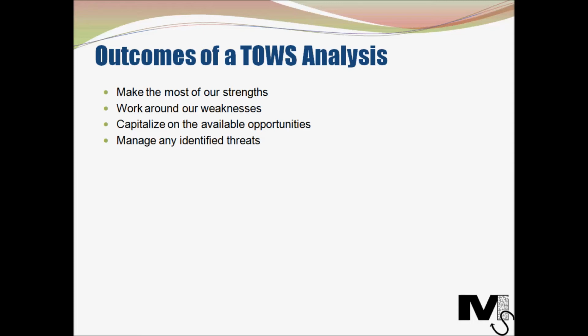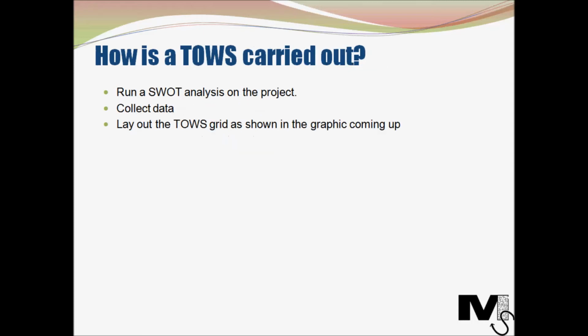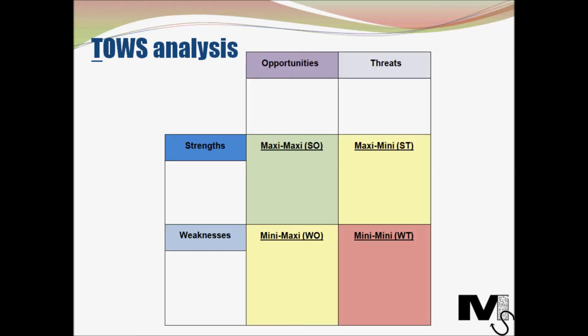Okay, now how is a TOWS actually carried out? As we understand, we have to run a SWOT analysis on the project first, and once that is done, we lay out the TOWS grid as shown in the graphic, using the strengths, weaknesses, opportunities, and threats that have been identified from the SWOT. Essentially, the factors identified and categorized through a SWOT are firstly arranged so that the internal factors are on one side and the external factors are on the other.